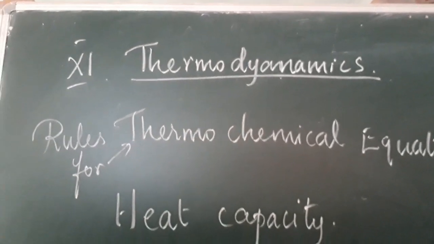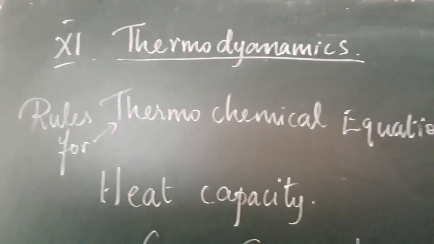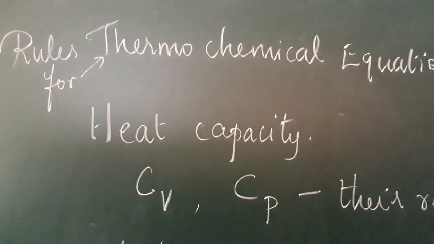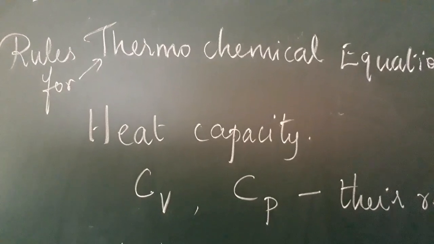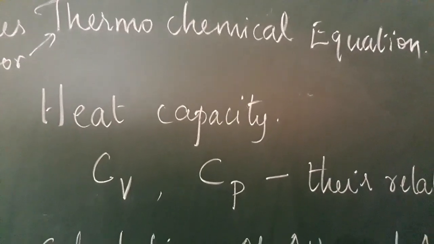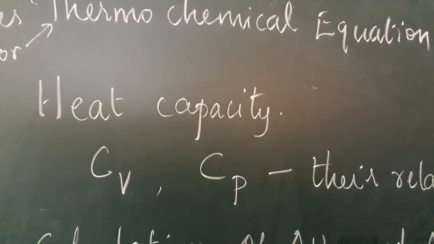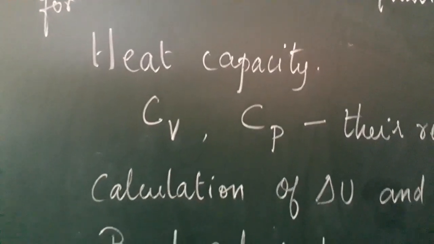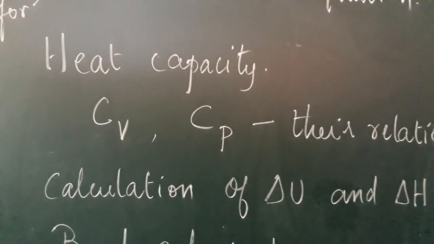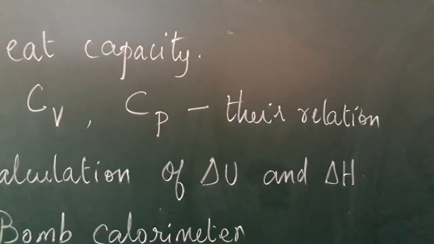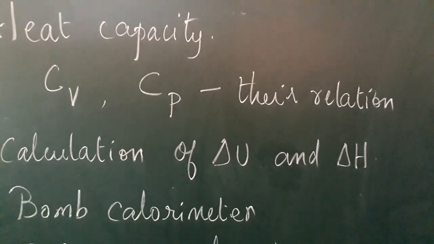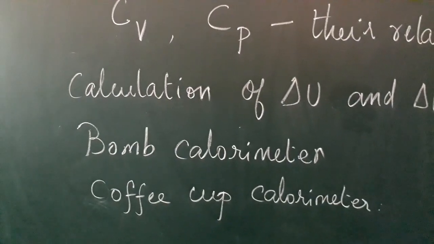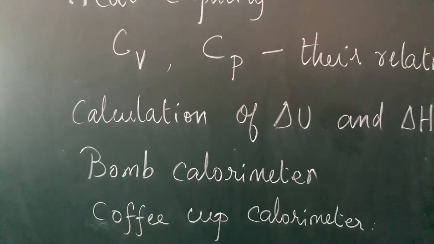Namaskaram students. Today we are going to see the rules for thermochemical equation, heat capacity. CV means heat capacity at constant volume. CP means heat capacity at constant pressure and their relationship. Next, calculation of delta U, that is change in internal energy, and delta H, that is change in enthalpy. Next, bomb calorimeter, coffee cup calorimeter. Rest of the lesson in PPT.